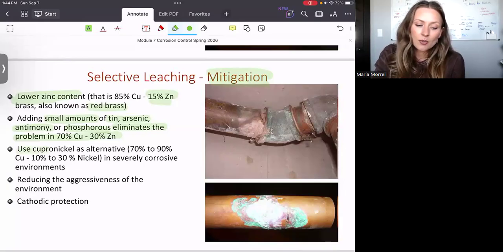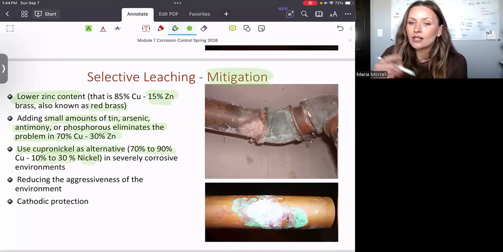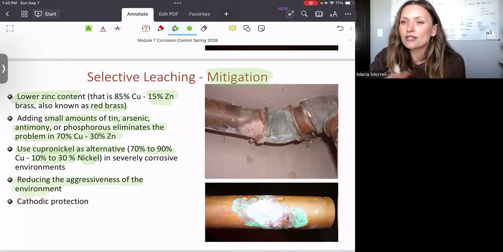You can also use copper nickel as an alternative. What it means is that you still have the majority of copper, right? But then 10 to 30% is actually made of nickel instead of zinc. We use copper nickel in severely corrosive environments where brass won't be able to survive. Now, of course, you can also reduce the aggressiveness, and again, cathodic protection, skipping it for now.